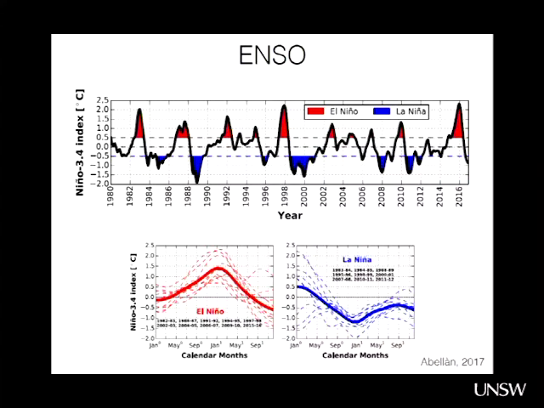So if we look at the time series by month of this index, you can see that it always peaks December, January. Same for La Niña as well. So these are all things that, if we're modelling it, we would like to be able to model: the asymmetry and the seasonal phase locking.